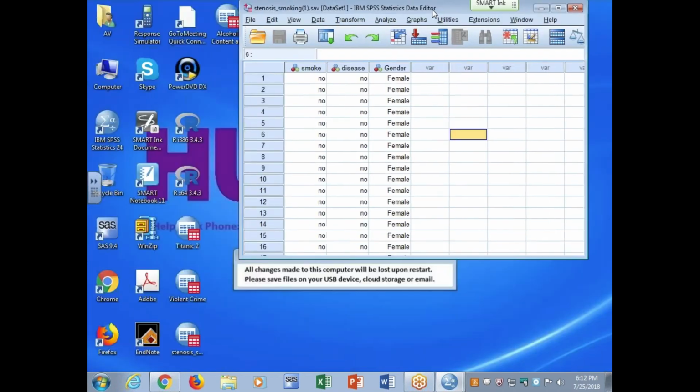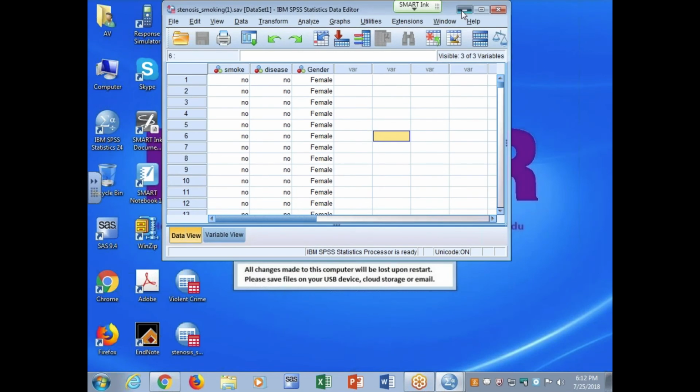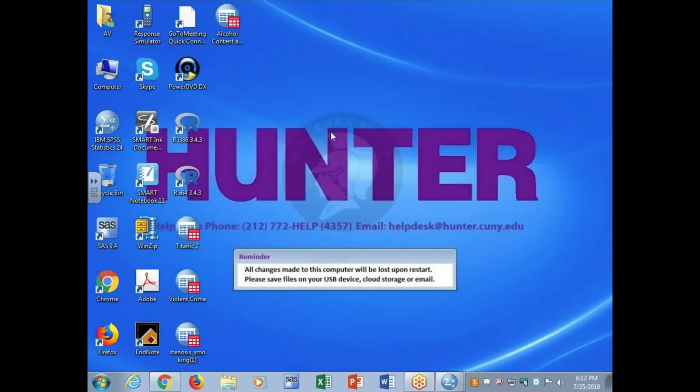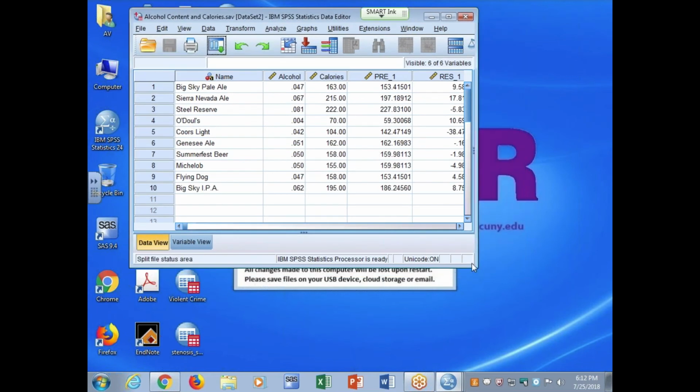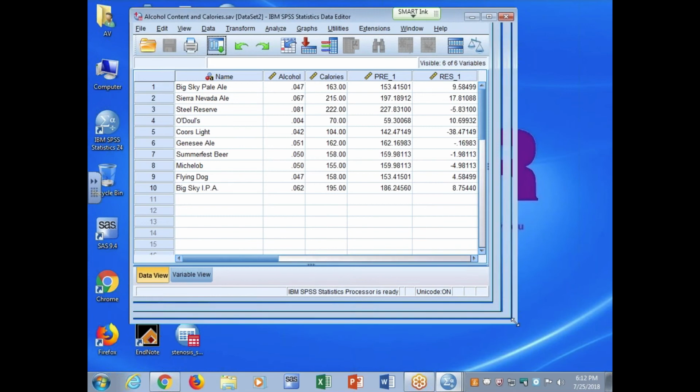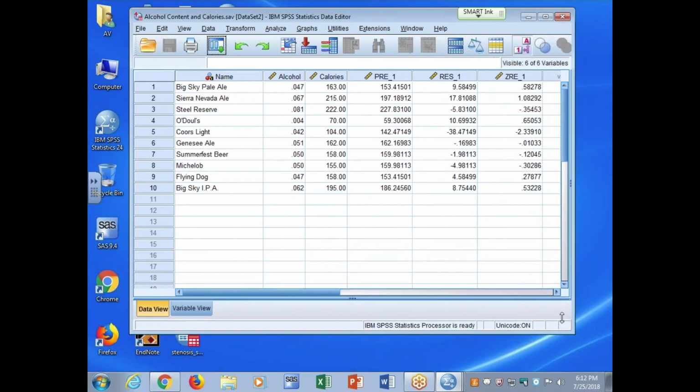In fact, what I'm going to do is I'm going to go ahead and open. Do I have that data file? Here it is right here. This is the data file for the exam, right?